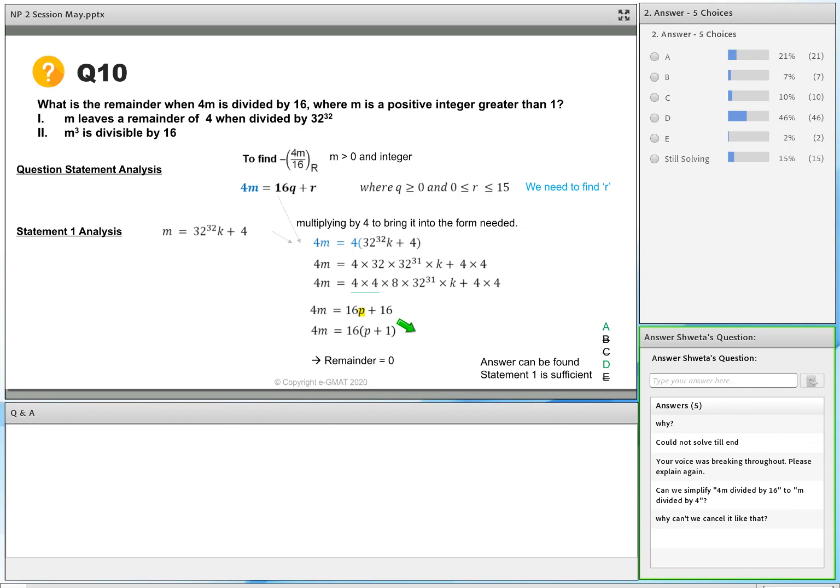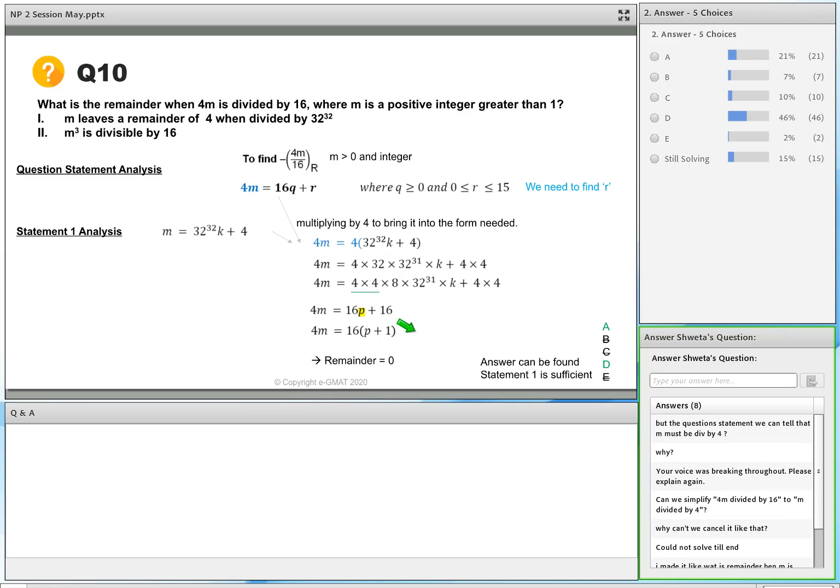Why can't we cancel? Try that for an example. Say, take a number. Say 16 divided by 6. The remainder will be 4. But if you cancel it, 8 divided by 3, the remainder will be 2. You're changing the remainder. You can't do that. Okay. So you did that, and now that I gave you numbers, it's not possible.